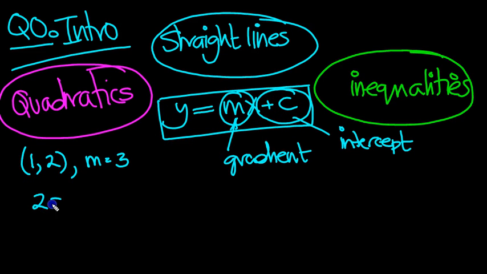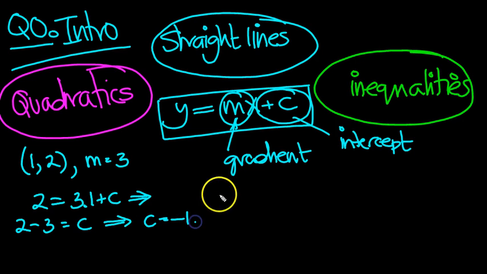So y is 2, m is 3, so we can write that in. The x is 1, so we put that in, plus c. That tells us 3 ones are 3. Move the 3 through the equals. So 2 minus 3 will equal c, won't it? And we'll get c equals minus 1. So we can draw the line then, because we can write down the equation of the line.